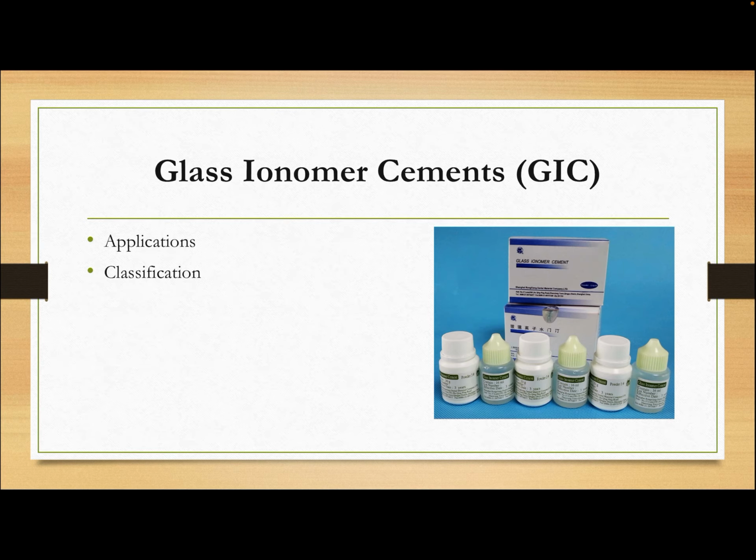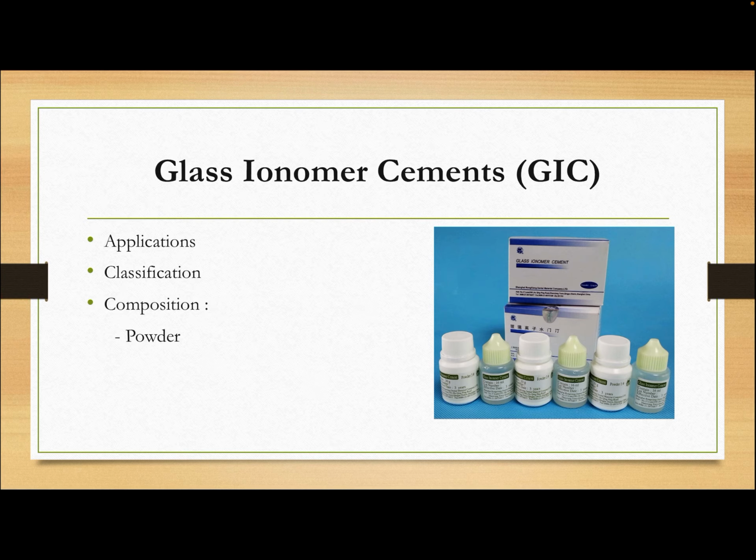It is classified based on the consistency and the powder liquid ratio into a luting agent, a base and liner, and a restoration material. It can also be classified into the conventional GIC, a resin modified GIC, or a metal modified GIC. GIC is composed of a powder and a liquid.